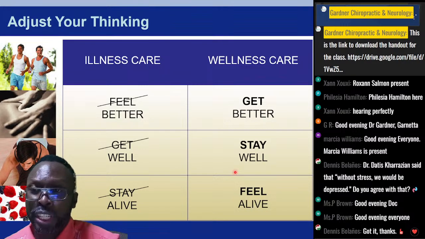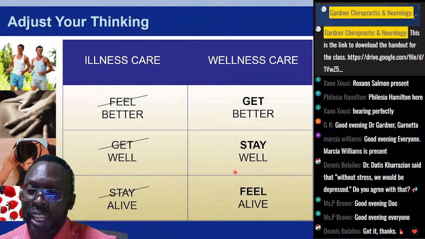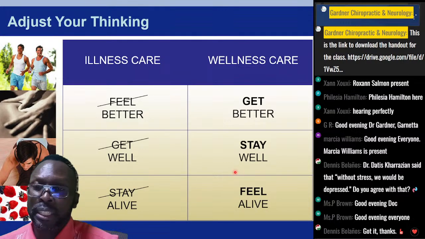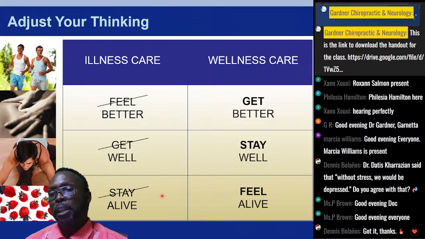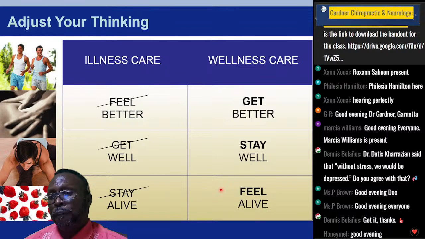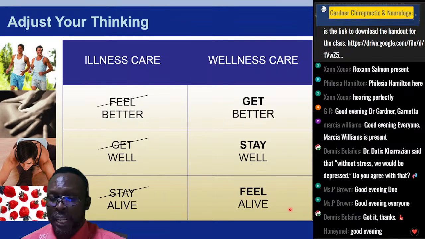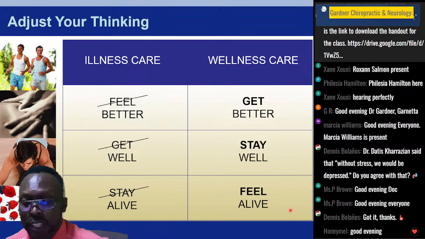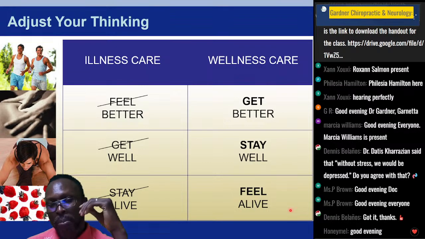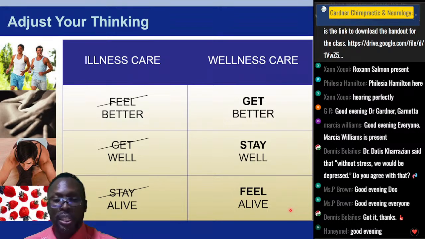It's about the journey, not the destination. So it's the day-to-day choices that become the more important things. And finally, rather than simply saying you want to stay alive, how about feeling alive? Because if you can feel alive, you will have a much better shot at a good quality of life, free of disease, free of illness.